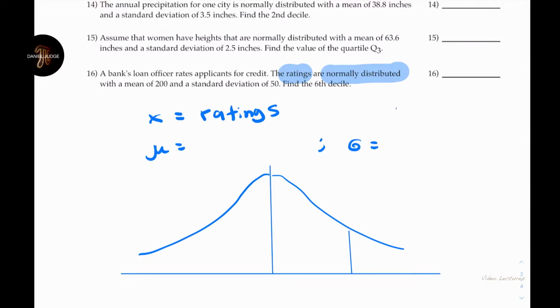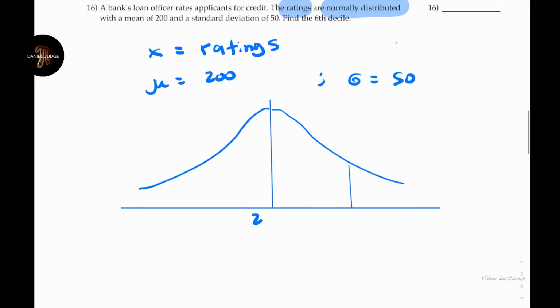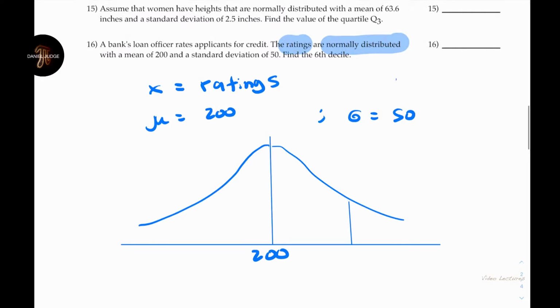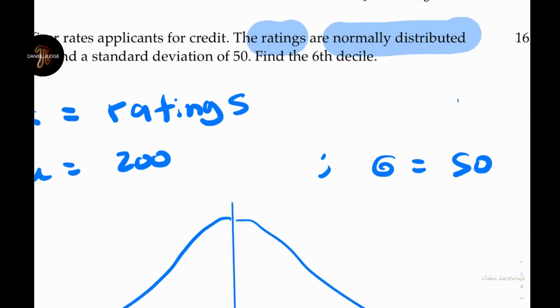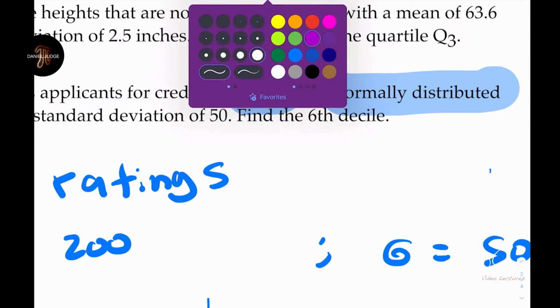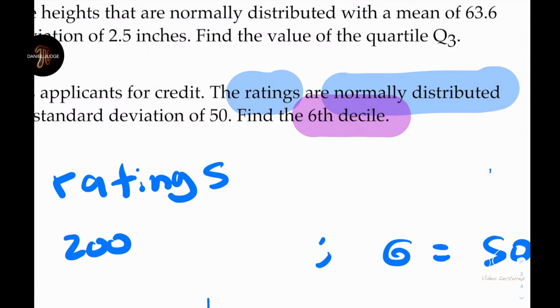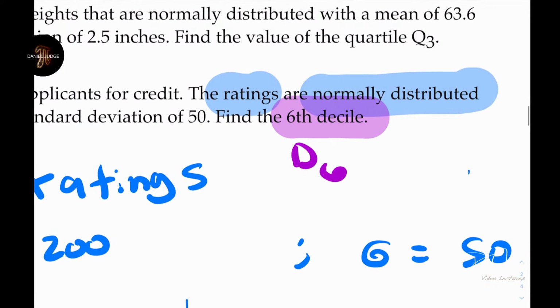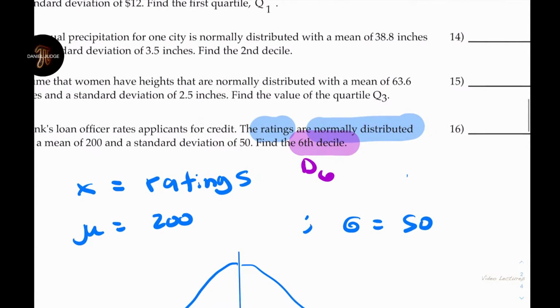The mean is 200. The standard deviation is 50. So in the center here is 200. That's your mean. All right. Now let's look at the question. They're going to say, find the sixth decile. This is D6, ladies and gentlemen. And you have to remember the definition. That is P60. That's the 60th percentile by definition.